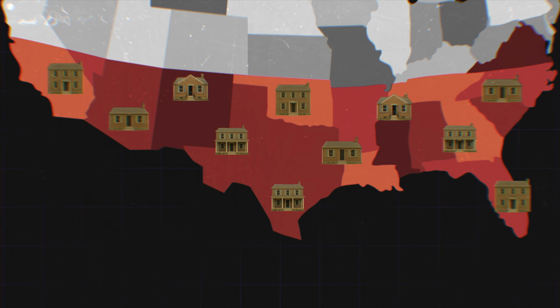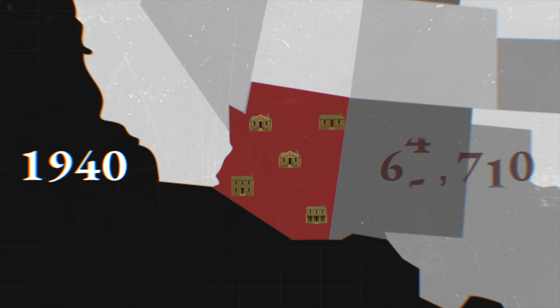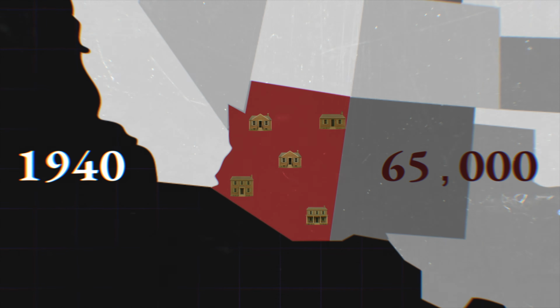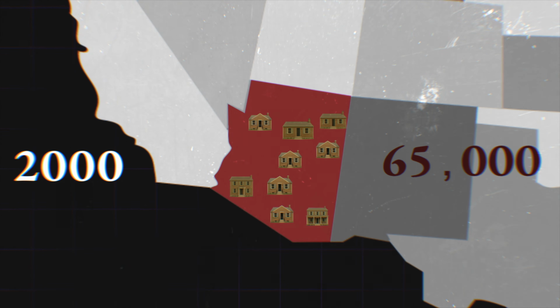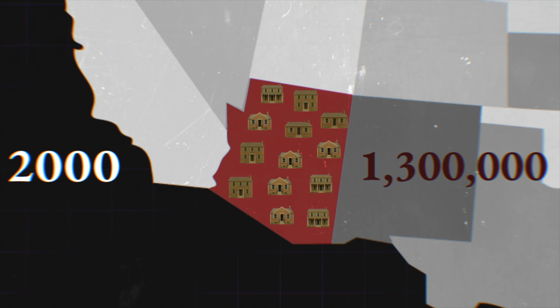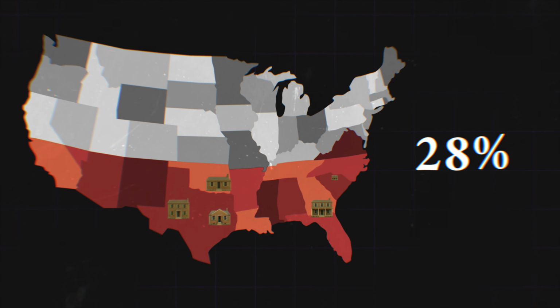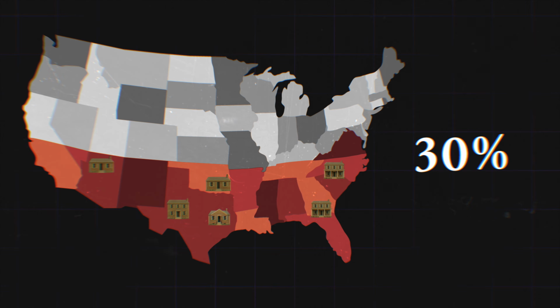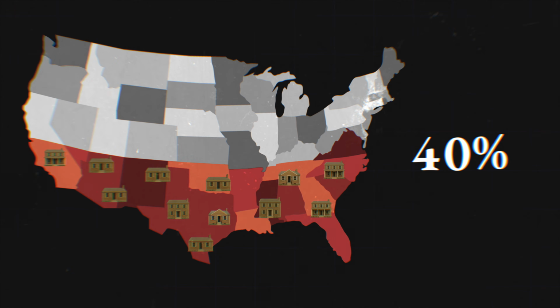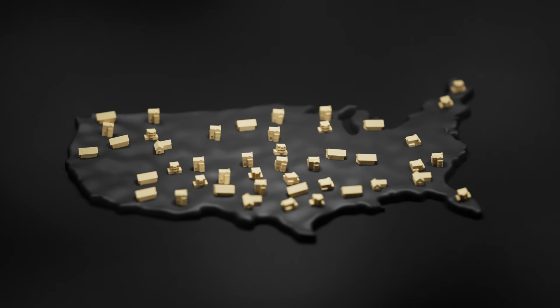internal migration began. In 1940, the population of Phoenix, Arizona was 65,000. By 2000, 1.3 million, a growth of nearly 2,000%. In 1950, 28% of Americans lived in the Sun Belt. By 2000, it was 40%. This wasn't just the migration of people, it was the migration of power.